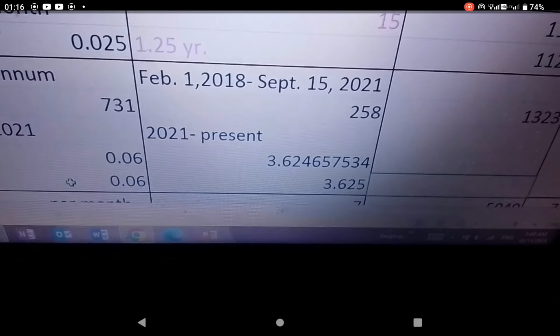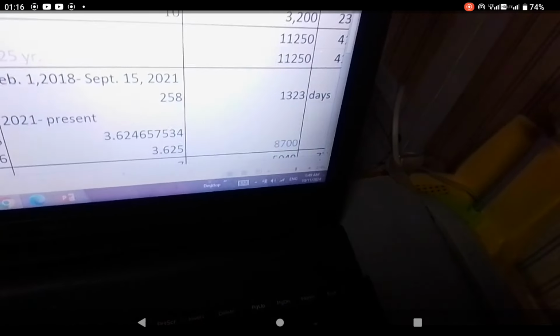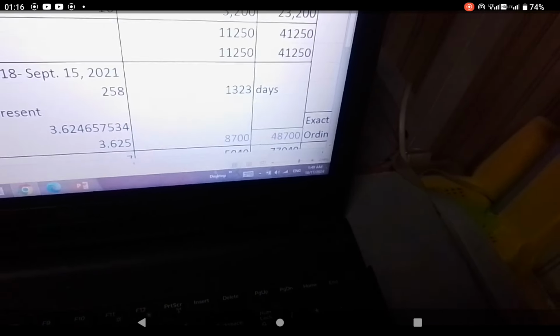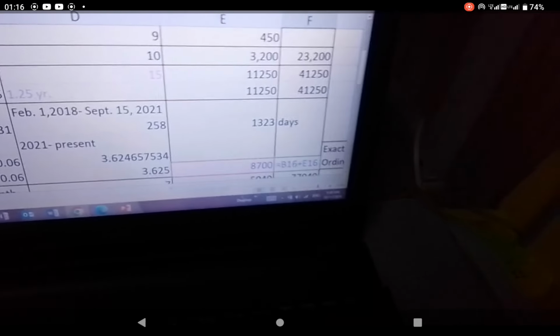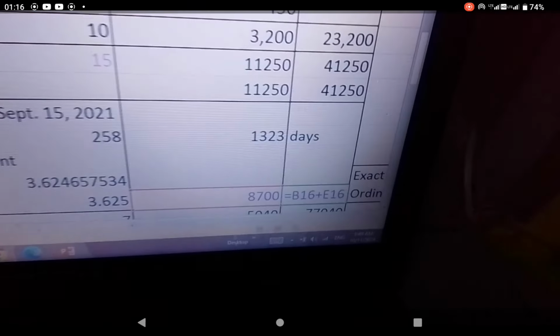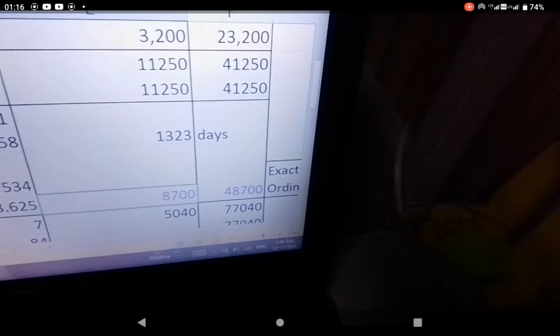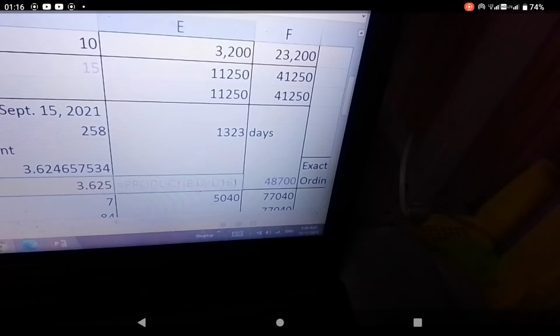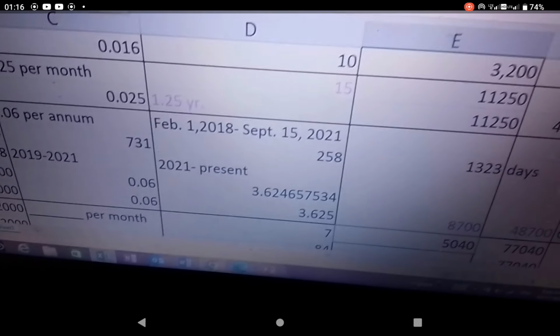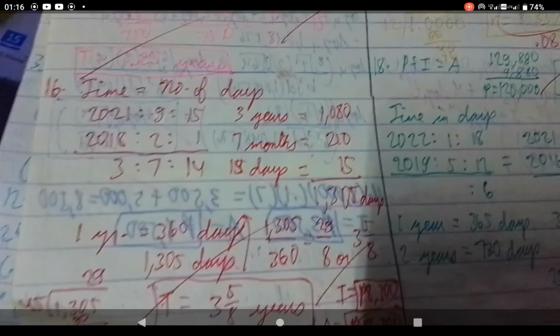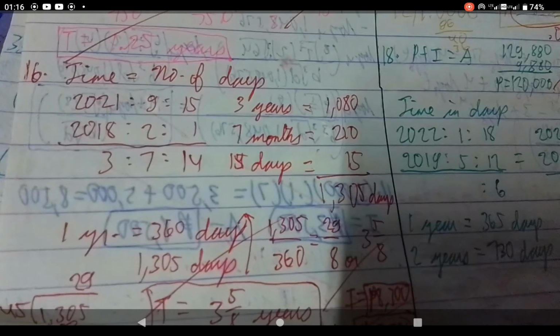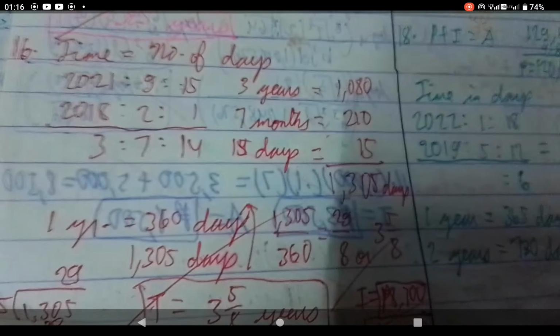So, therefore, you might be asking me, sir, why? Why do I have the 3.625? That 3.625 is the days converted into years in ordinary time. And then, the same principle follows. Now that your time unit is the same, remember our 6% is per annum, and the 3.625 is in years. So, now we can already multiply using the same formula of P times R times T to give the I. And what's the value of I? The value of I is 8,700 pesos.